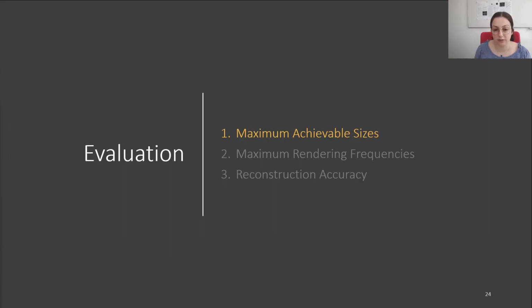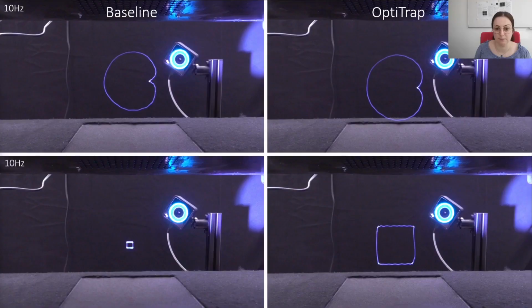So first we investigate the maximum size that can be achieved in persistence of vision time, that is 100 milliseconds or a rendering frequency of 10 Hz. For the cardioid, we get a size increase of 12.9% using our approach, and the result is similar for the fish as well. The most striking difference is the one for the squircle of 562.5%.